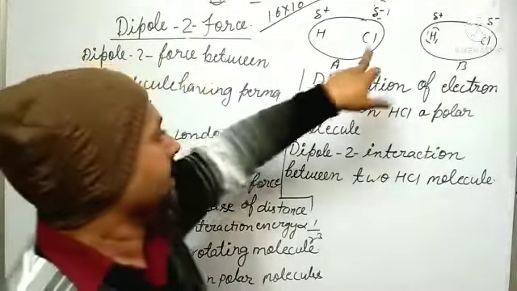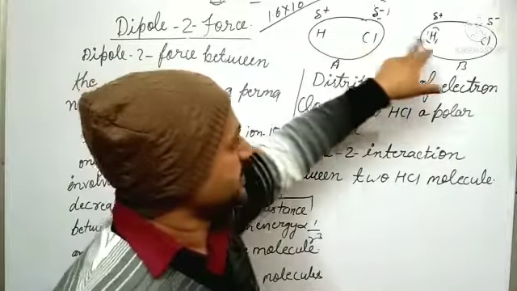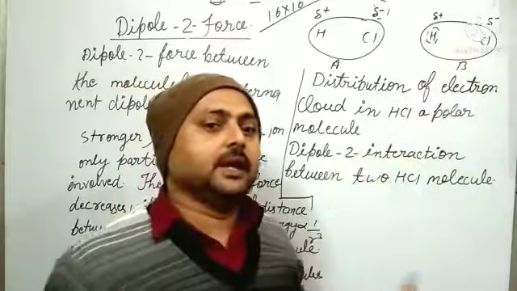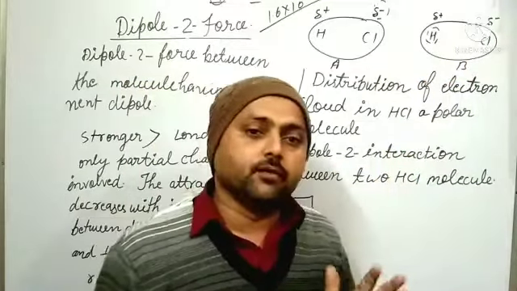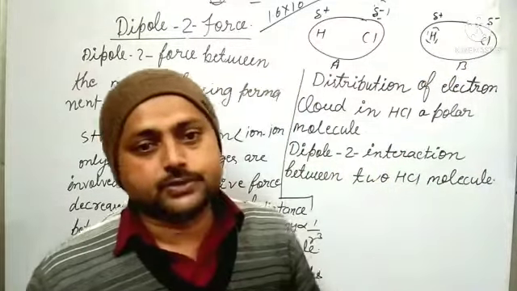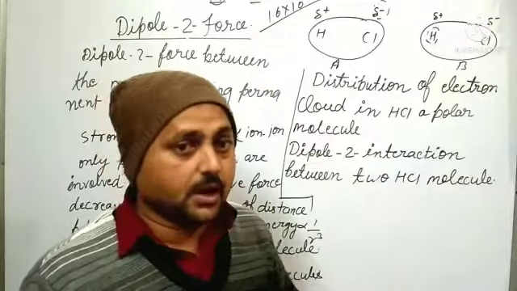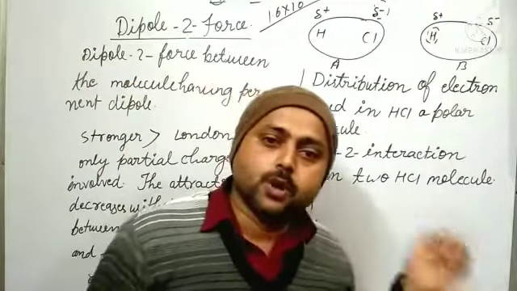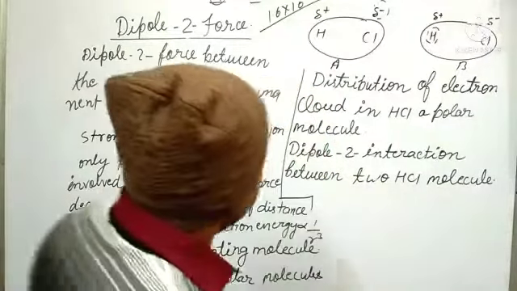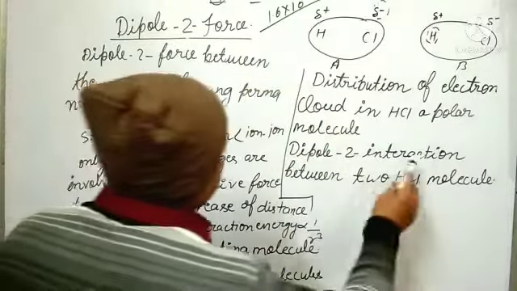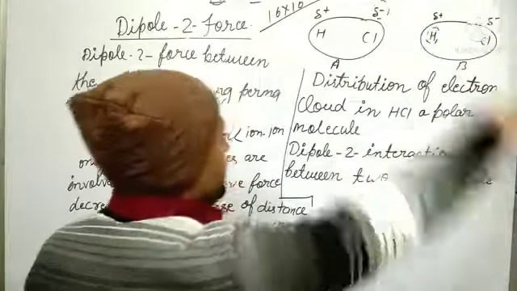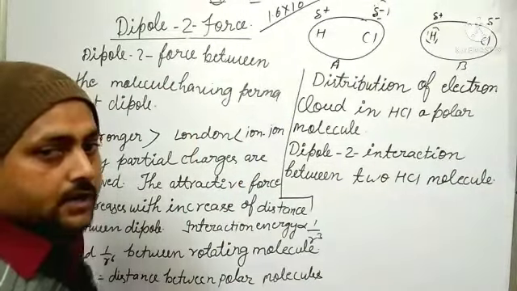The negative portion of one molecule is attracted by the positive portion of another, and a force develops that is known as dipole force. What type of molecules show this type of interaction? Molecules having a permanent dipole show dipole interaction. Let us see here the dipole interaction between two HCl molecules. I have shown dipole interaction between two HCl molecules.